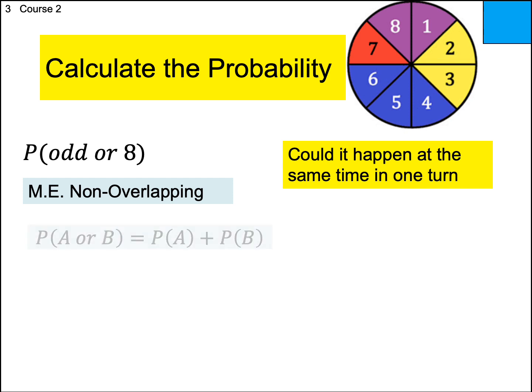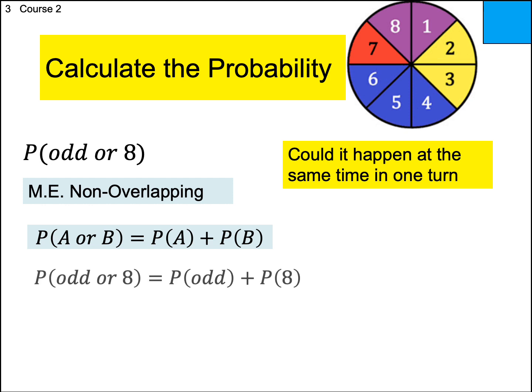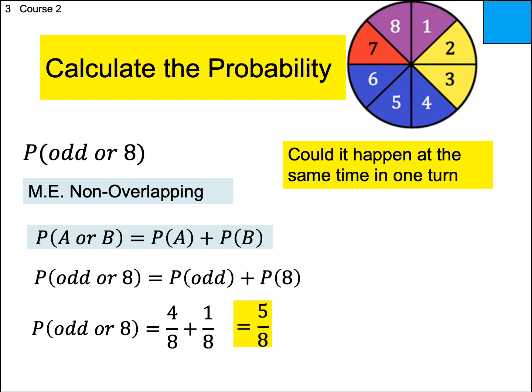So that's just A plus B, right? So the probability of odd plus the probability of 8. How many odd numbers? 1, 3, 5, 7. There's 4 of those. How many numbers are 8? 1. So 4 eighths plus 1 eighth, 5 eighths. Okay. And this is the one that we did for homework. We better do an overlapping one.